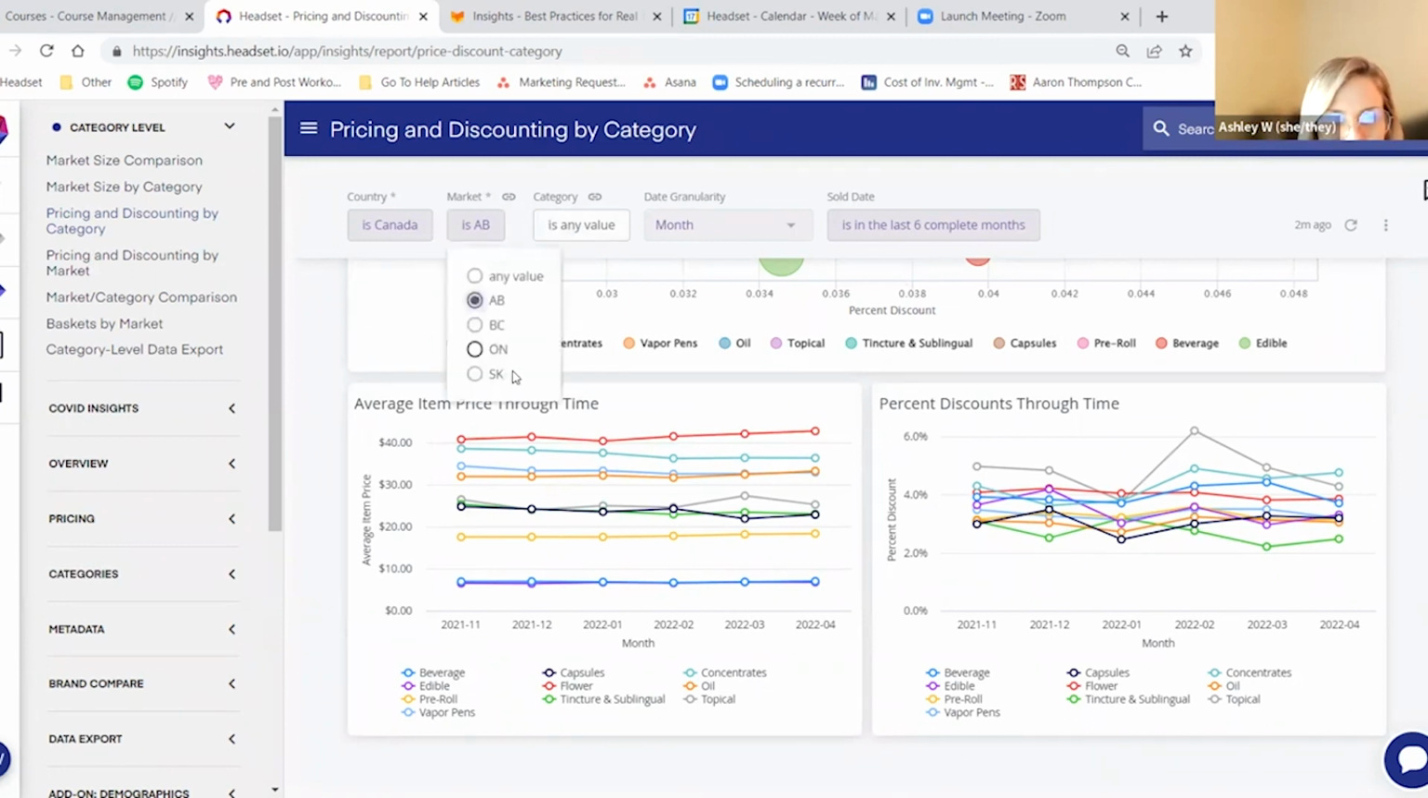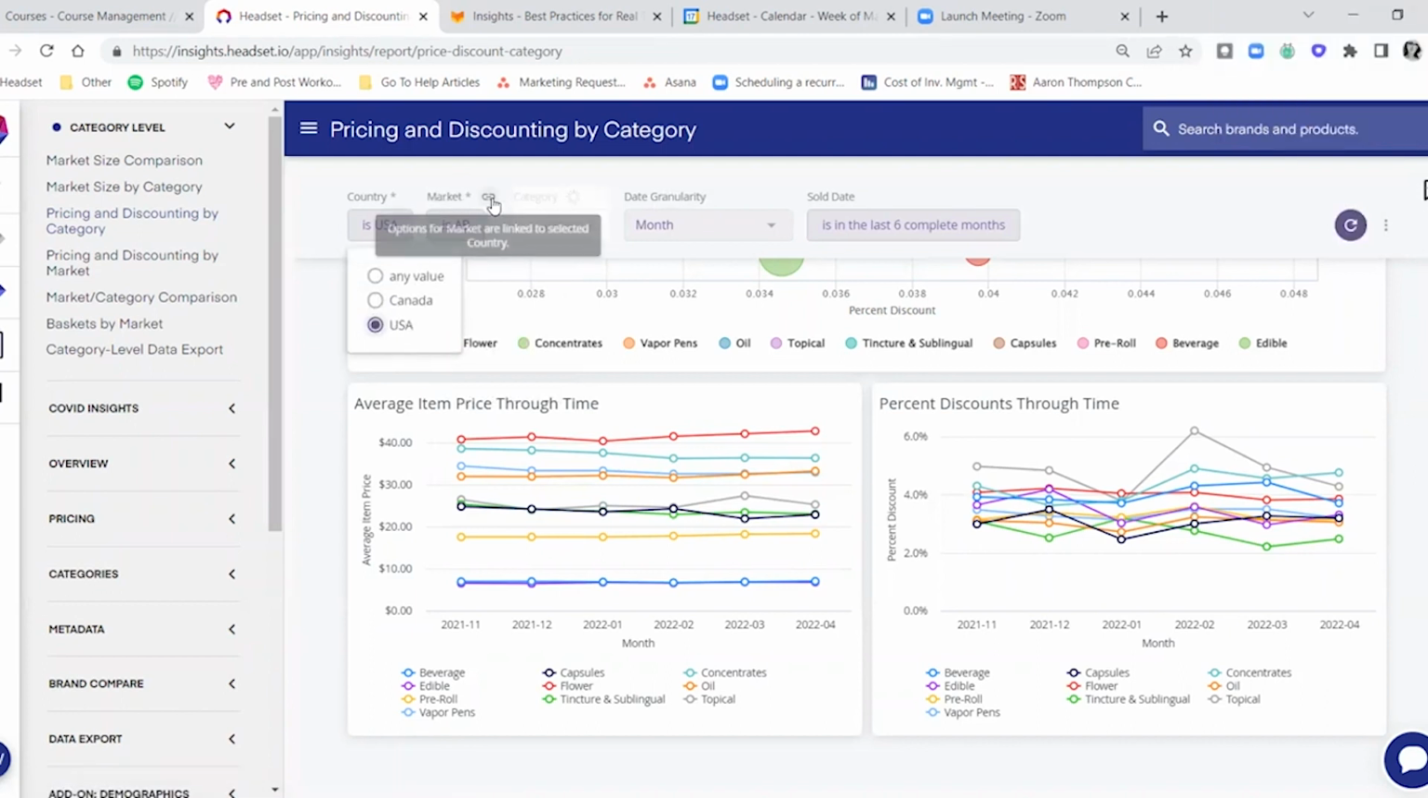And then let's switch over to a US market real quick. Ashley, I have a quick question. Is there any way to see the average price per gram over time? There is, and we'll get to that next.